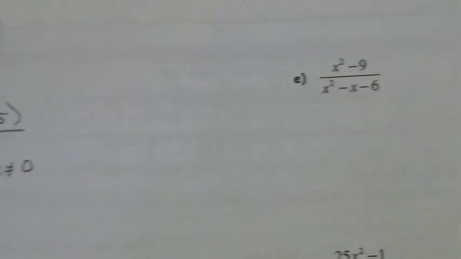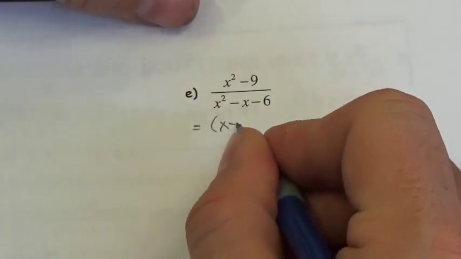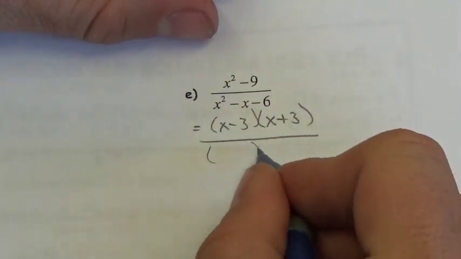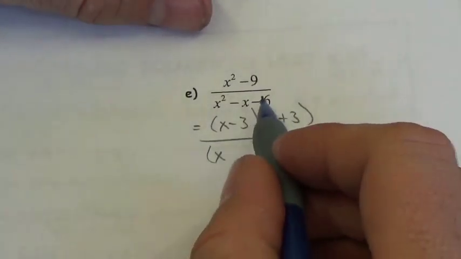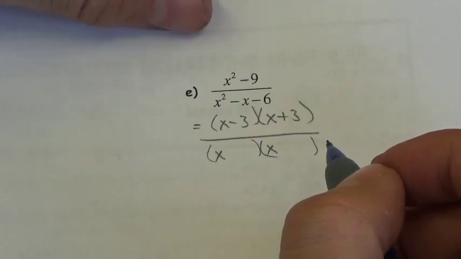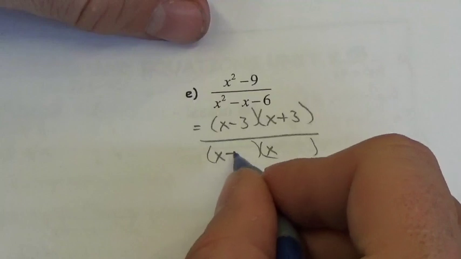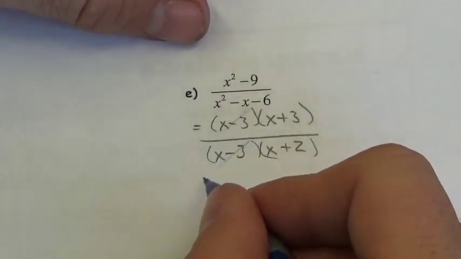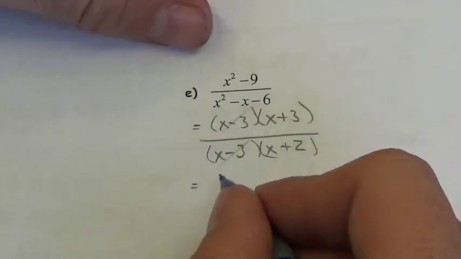Okay, this one. Well, the numerator is a difference of squares, so x minus 3, x plus 3. Then the denominator is a quadratic. The factors of 6 are going to be 3 and 2, so let's see. Because the middle term here is negative, I need the larger of those to be negative, so it's going to be negative 3, x plus 2. And now the x plus 3's are going to cancel, and they're going to become 1. X plus 3 divided by x plus 3 is 1.